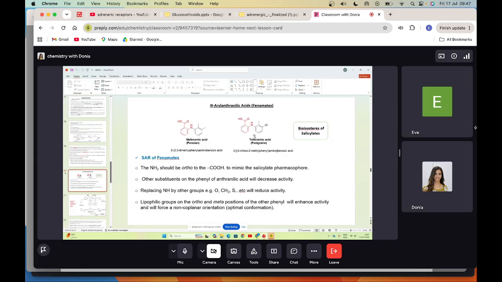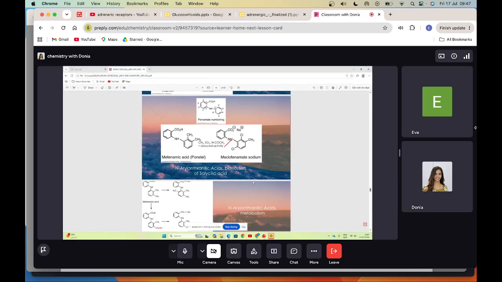Because by this we are done with the aryl anthranilic acids, the fenamates. The important part is that it has to be para substituent to the nitrogen. It has to be nitrogen. There have to be no substituents on the anthranilic acid ring, but yes, substituents on the other benzene ring are okay because it increases the non-coplanarity. It needs to be non-coplanar, okay?